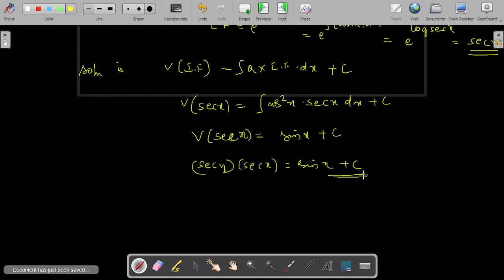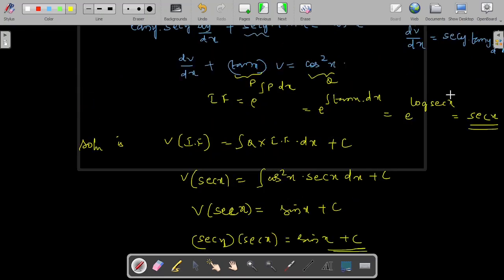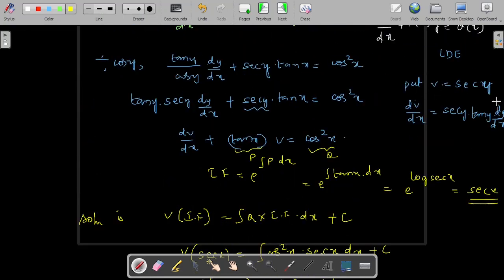So we found the solution by reducing it into a linear differential equation by taking the proper substitution here. Put v equal to secant y. I hope you understood. Thank you for watching.